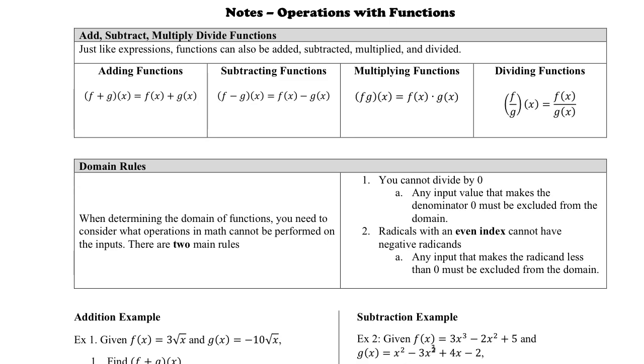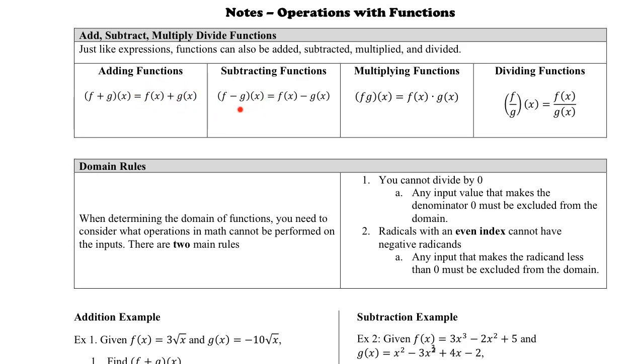Operations with functions. So just like expressions, you can add, subtract, multiply, and divide functions together. Okay, so this is all going to be written in function notation. So when you add two functions together, we have (f + g)(x). That really means you're going to take f(x) plus g(x), like this. Take your two functions and add them up.